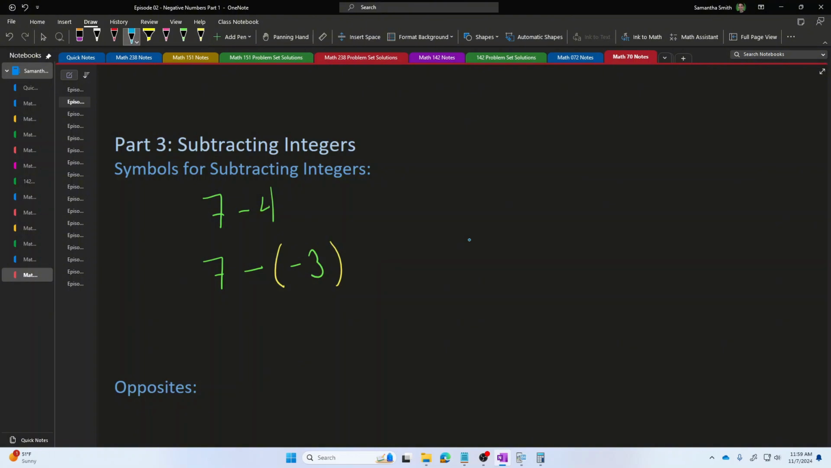Or I could also say something like, if I wanted to do negative 8, take away 5 from that, negative 8 minus 5. Or I could do something like negative 8 minus negative 6. But we don't want to have two symbols right next to each other like that. So we separate the minus and the subtraction using parentheses. Negative 8 minus negative 6.